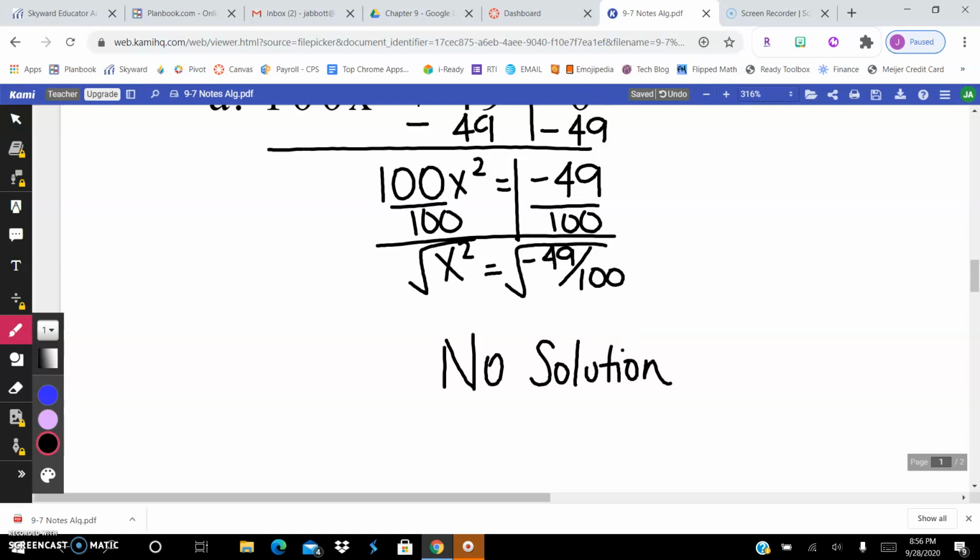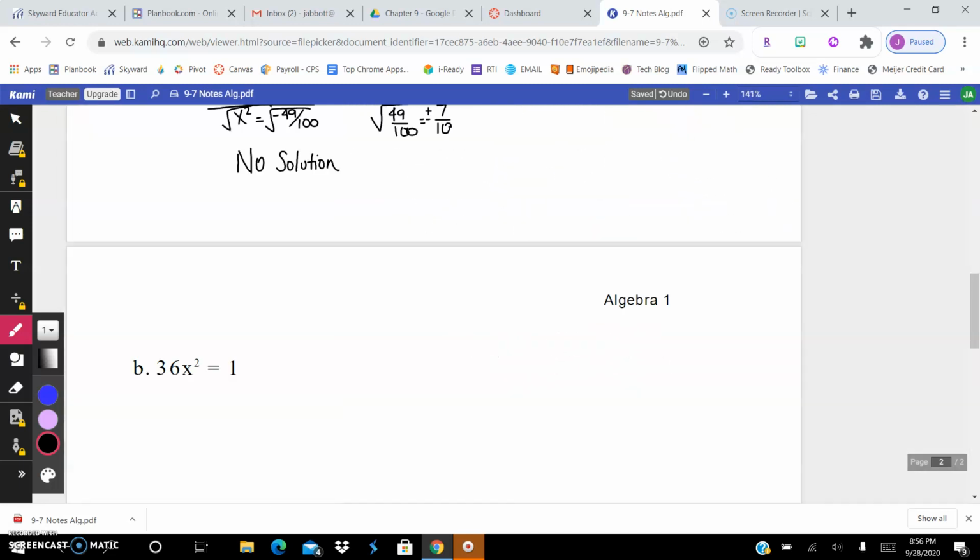Now, let's say it wasn't negative under there. What if we did have the square root of 49 over 100? You just simply break it up into two different problems. The square root of 49 would be 7, and the square root of 100 would be 10. And then we have a positive and negative. So our answer would be positive or negative 7/10. But because there's a negative under there, there's no solution. We cannot do that.